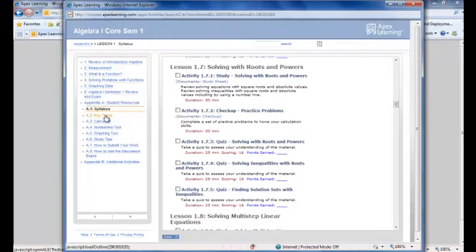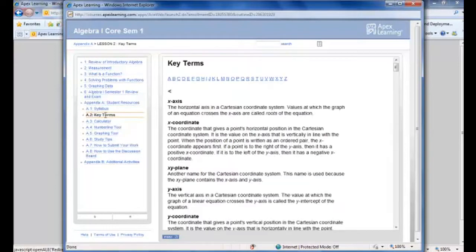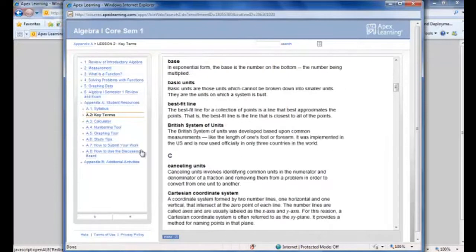If you get to a later unit and a word was used in an earlier unit, or you don't know what the word means and it's a mathematical term or any term used in the course, you can go to key terms. It's like the dictionary for the course, and all the key terms for the entire course are listed.